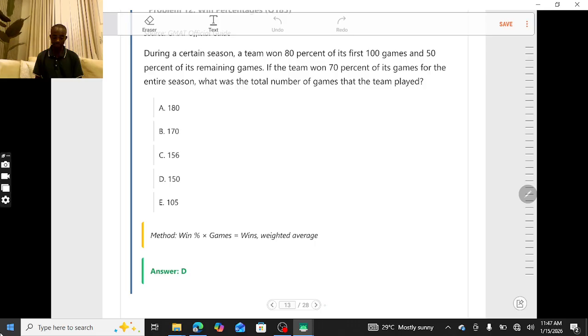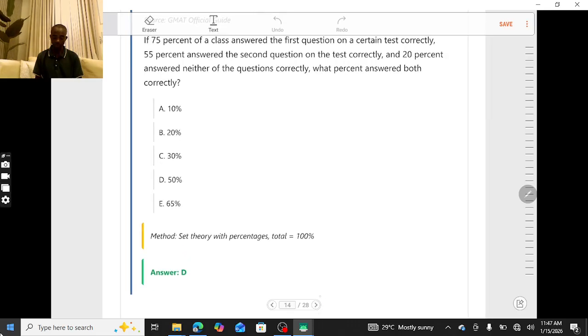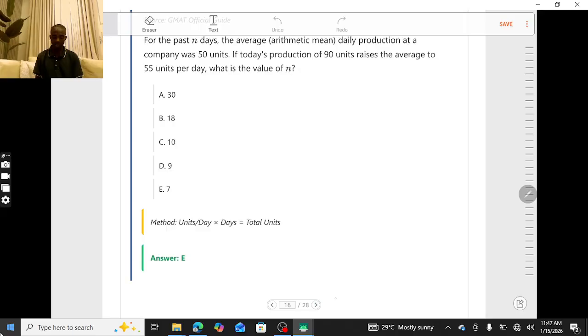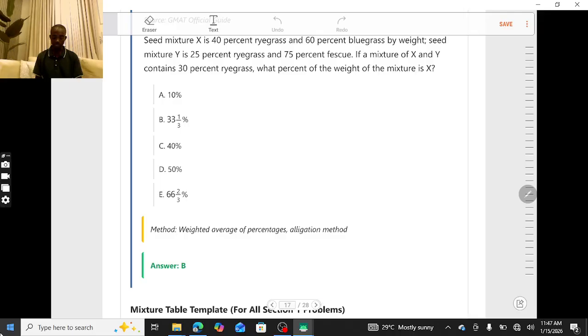During a certain season, a team won 80% of its first 100 games. So this we use table. I want to get to time-related problems. Car A is 20 miles behind car B. Or this one we use table. For the past n days, this one we use table. Don't use table.